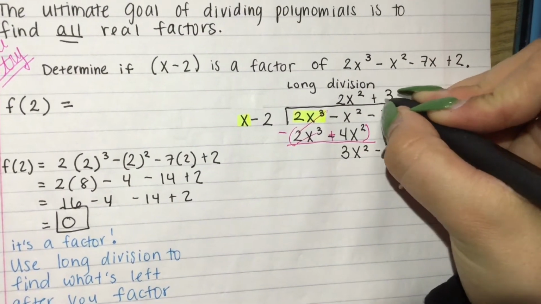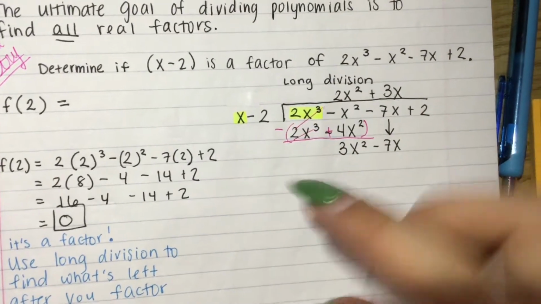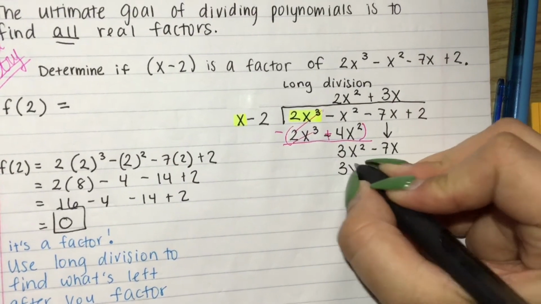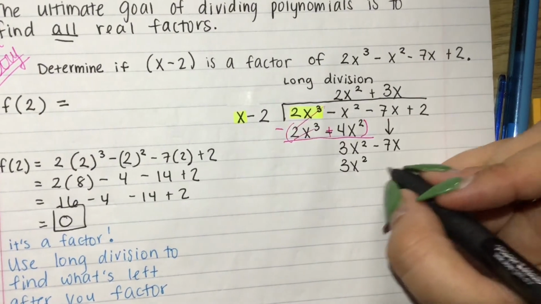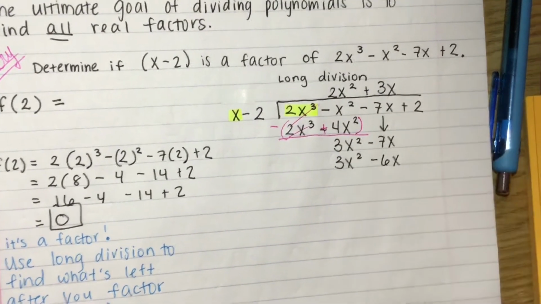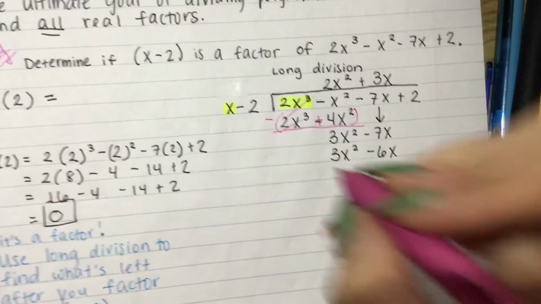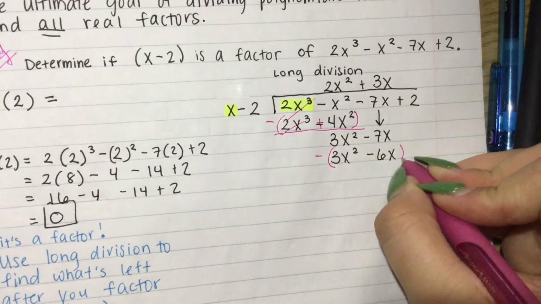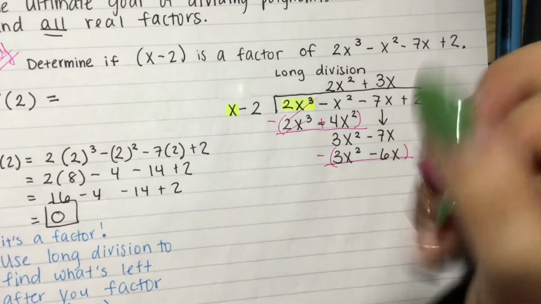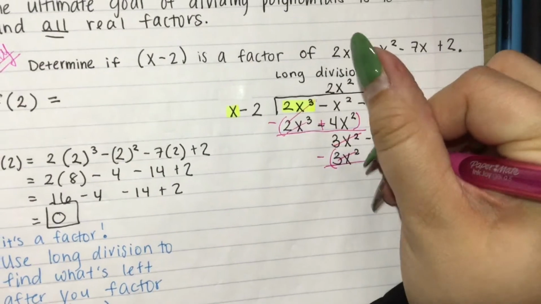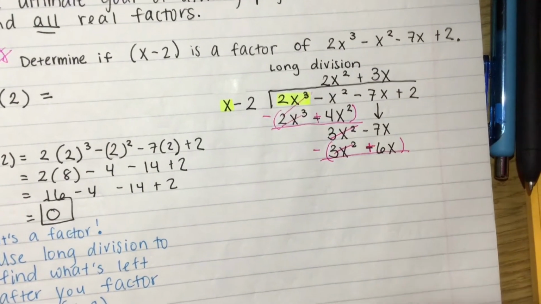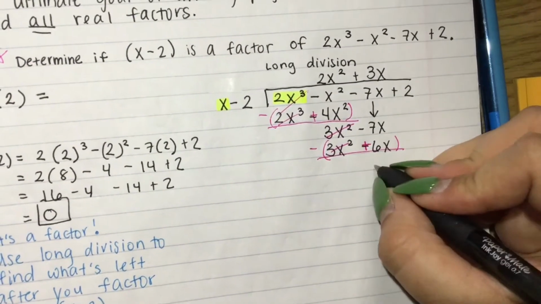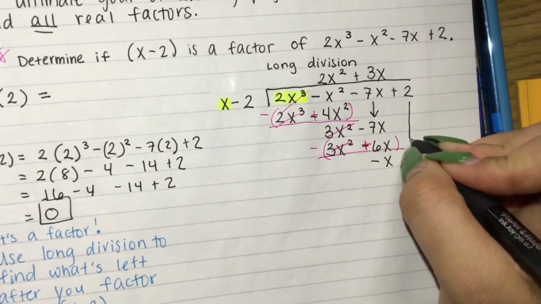My next term is going to have just an x in it. So 3x times x is what's going to give me 3x squared. 3x times negative 2 gives me 6x. And then I'll go ahead and subtract the entire expression. Remember that that changes the signs. So 3x squared minus 3x squared cancels out. And negative 7x plus 6x is going to give me negative 1x.